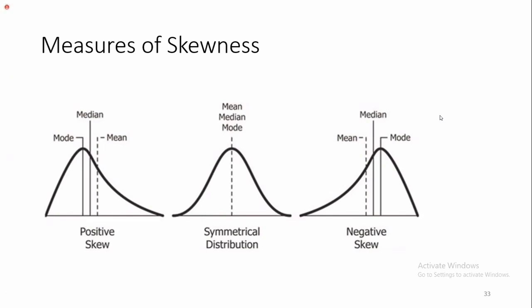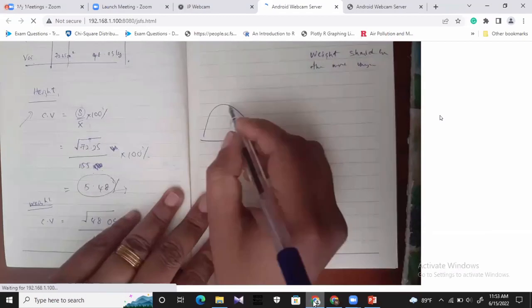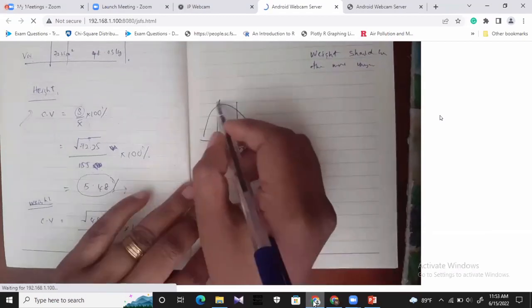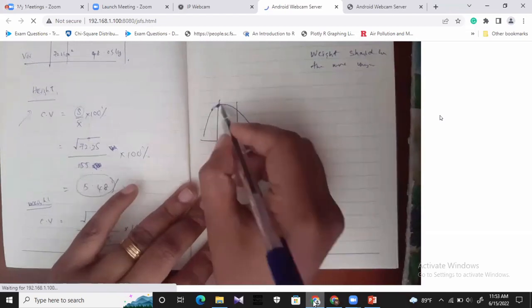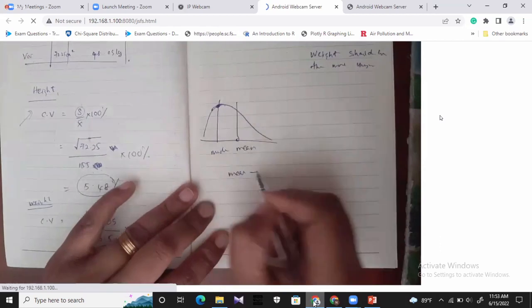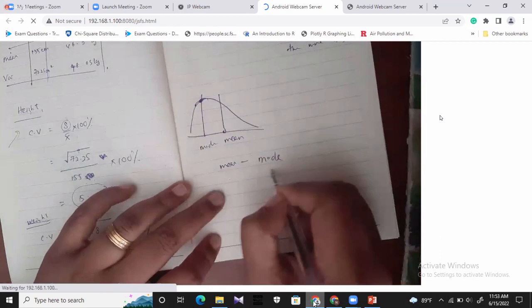Mean minus mode. Is that clear? So here you have the x-axis, no? In the first diagram. Okay, give me a second, I will explain it. Here, mean is somewhere here. Mode is the highest, most frequently occurring value, so mode should be here. So if you consider mean minus mode, definitely this should be greater than 0.